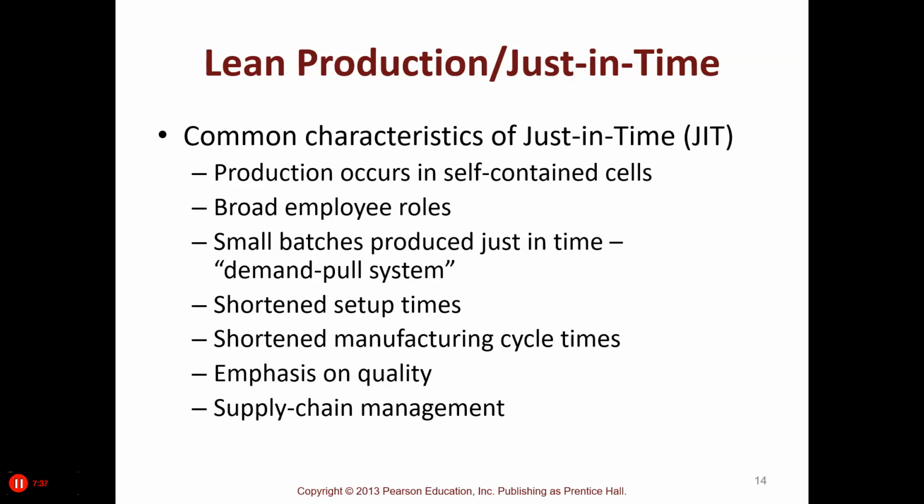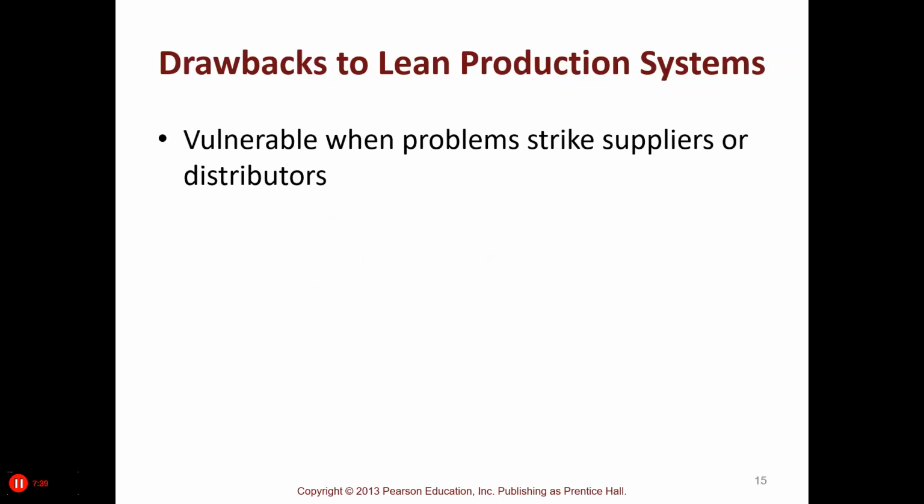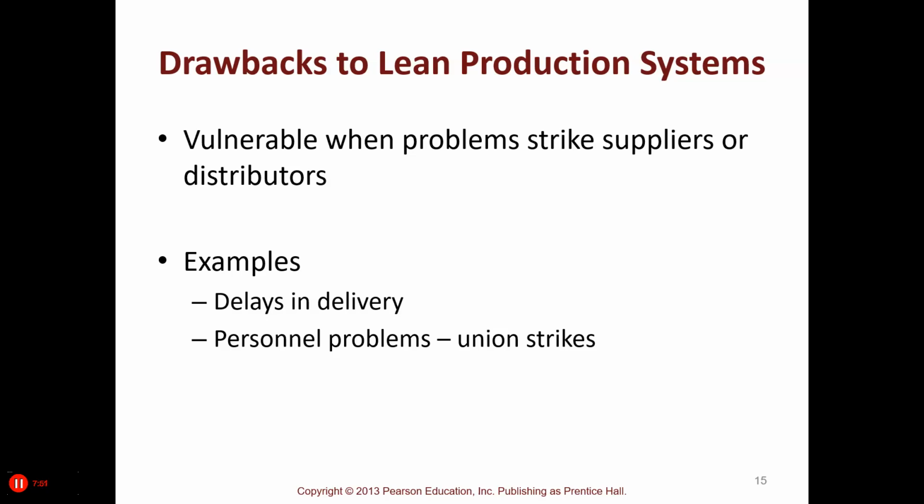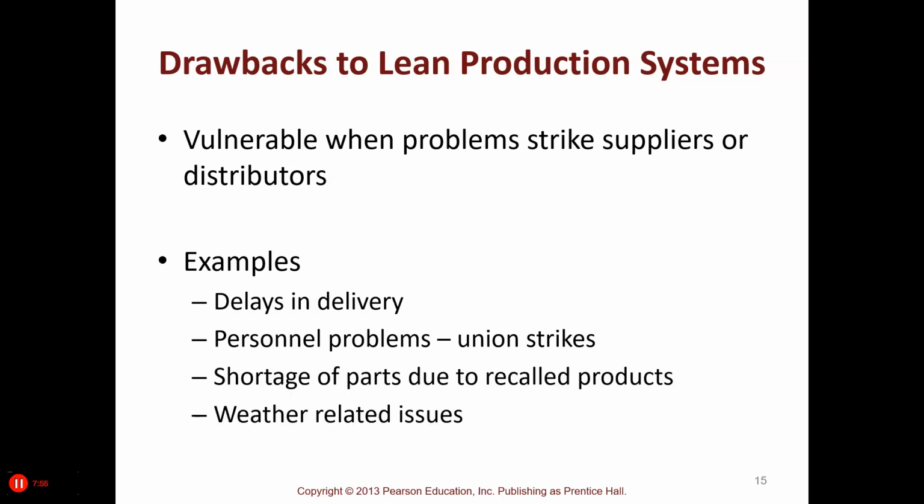Now, what's the drawback of this? Well, it's vulnerable when problems strike suppliers or distributors, which is what we experienced in the last year in 2020. Because we had delays in delivery, personnel problems, and shortages, and weather-related issues.